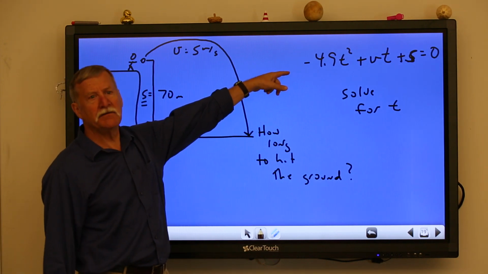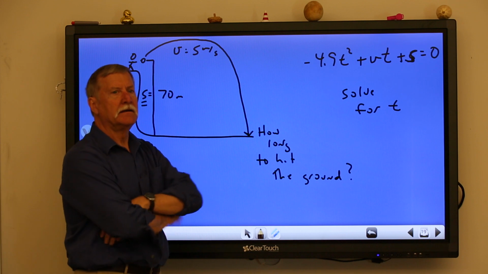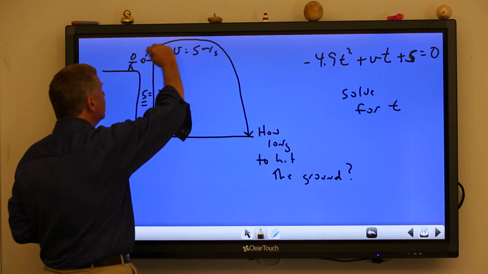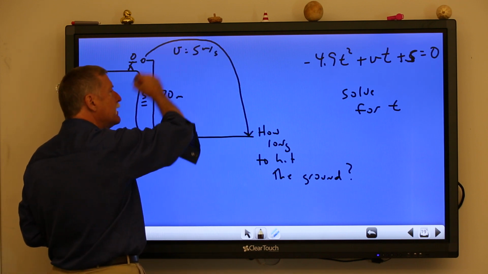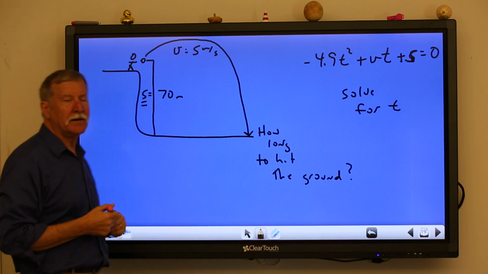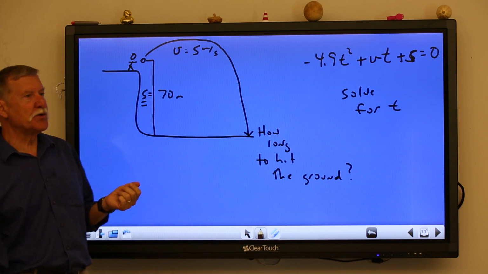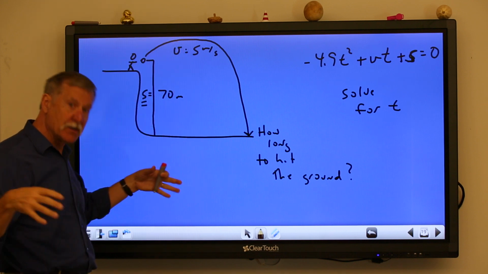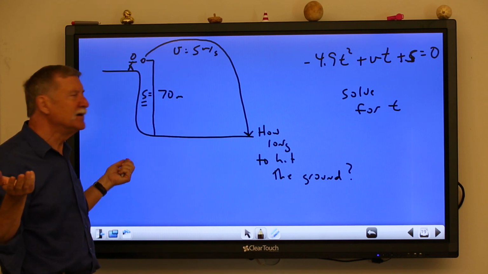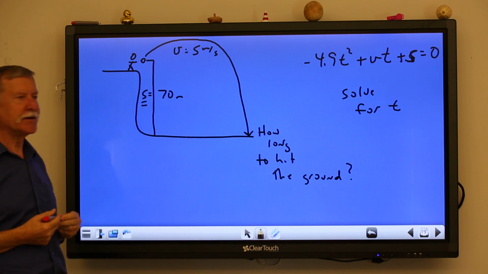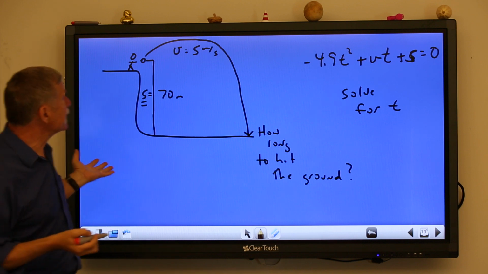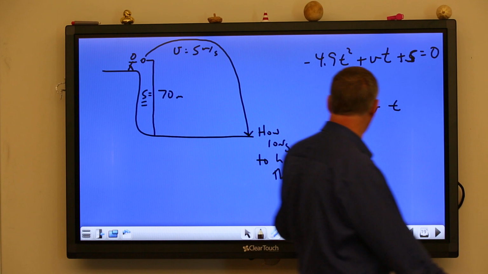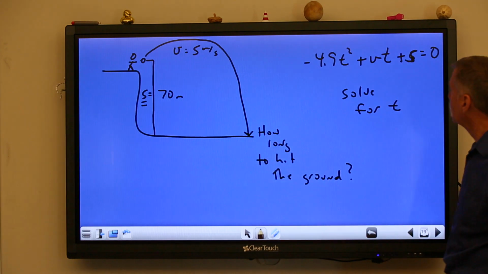That's a negative a, which says as a parabola, it's going to open downward. Which makes sense. When you throw a ball, the shape of your parabola goes up and it comes down, and it makes a downward opening parabola, right? Amazing how this stuff all hangs together, you know? So our task here is to solve for t. We want to know how long it's going to take to hit the ground.